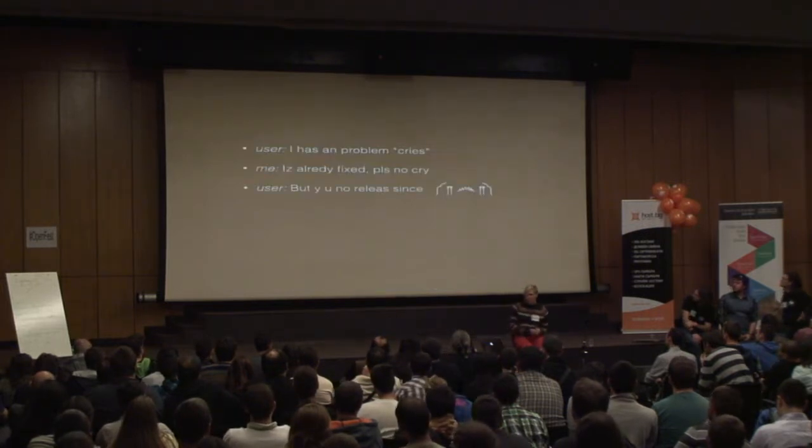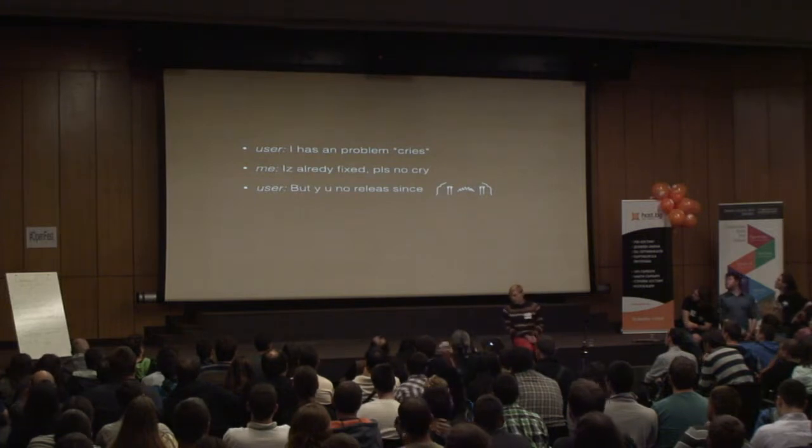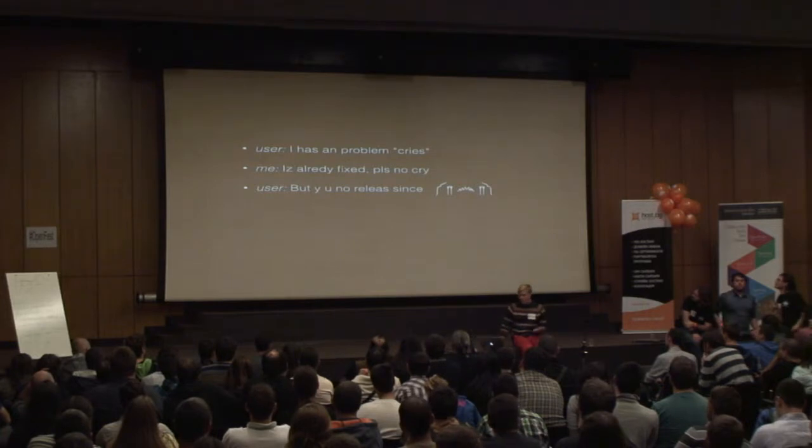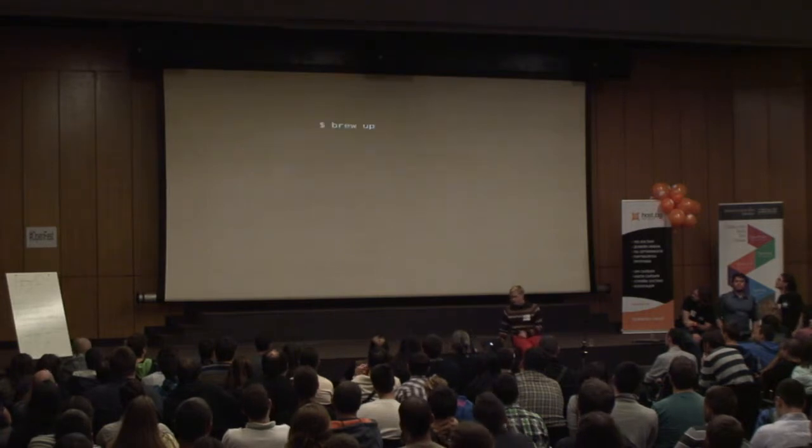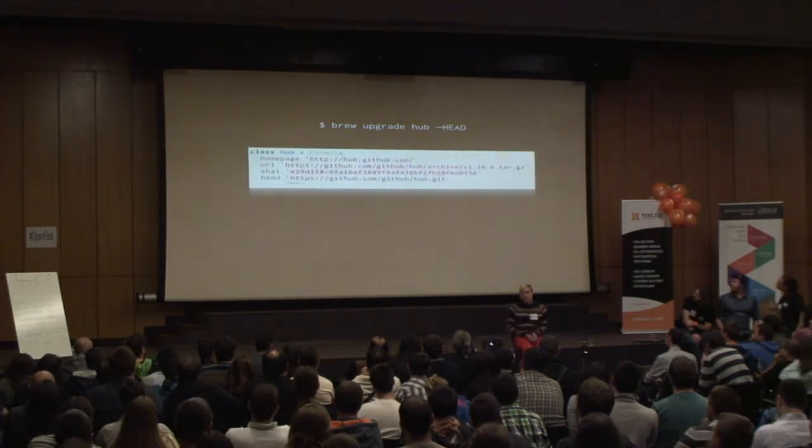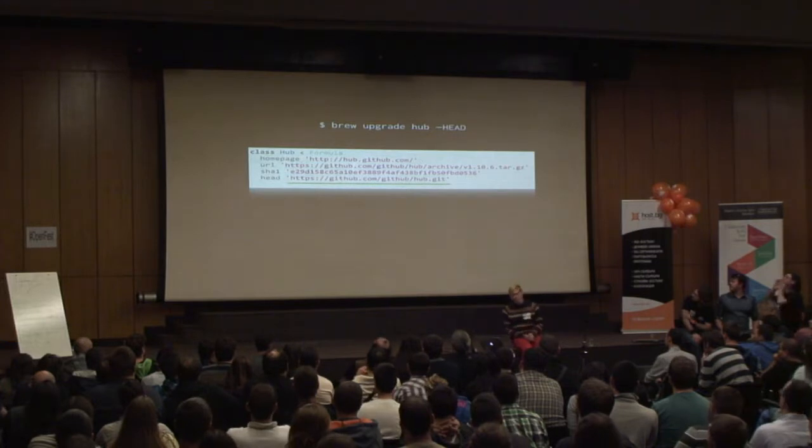So I have this problem. Users come up to me and say, I have a bug, but this has already been fixed. But they say, yeah, but there was no release since then. So I tell them, are you on Mac? You can do this: brew upgrade hub, which is my project, and they get the newest release because the Homebrew package manager on the Mac can get it from Git.